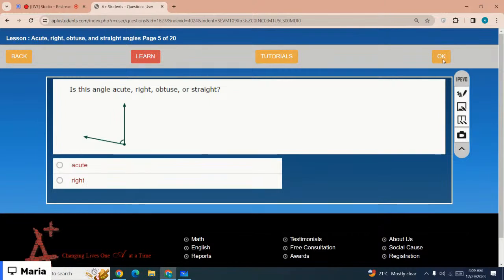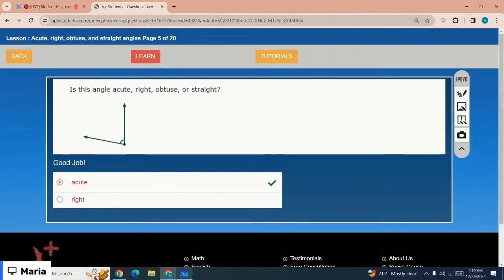Is this angle acute, right, obtuse, or straight? Which is the correct option? No, this is also not a right angle. This is an acute angle. This is less than 90 degrees, not the right angle.